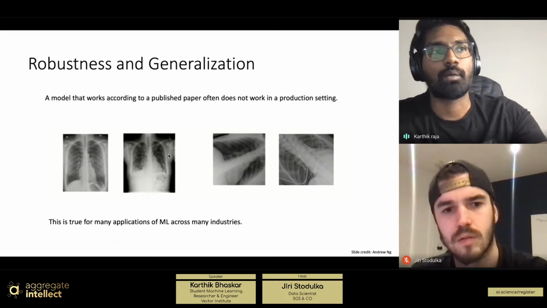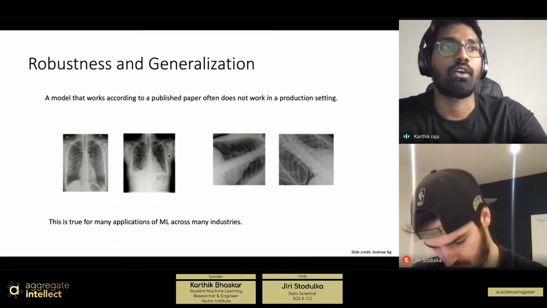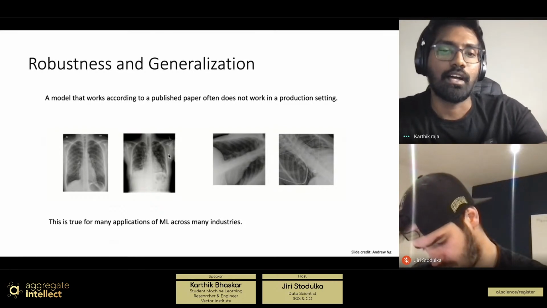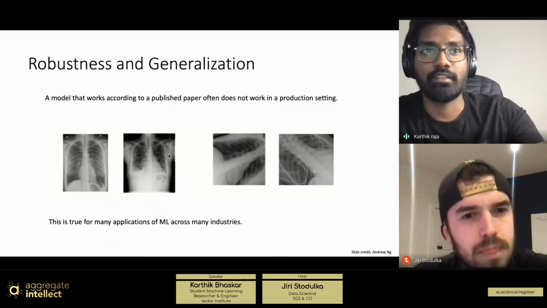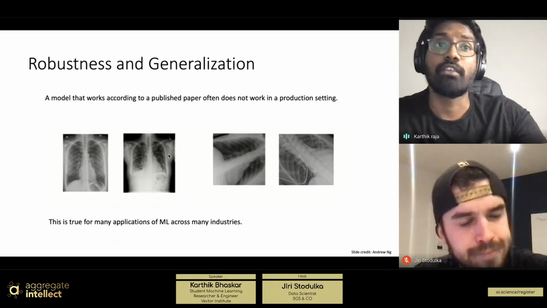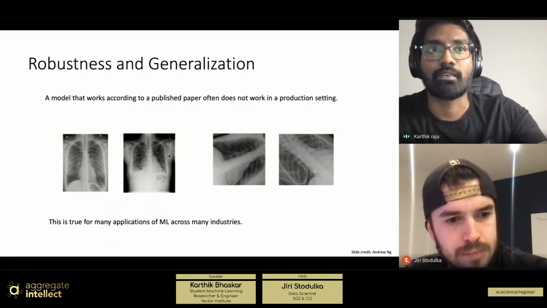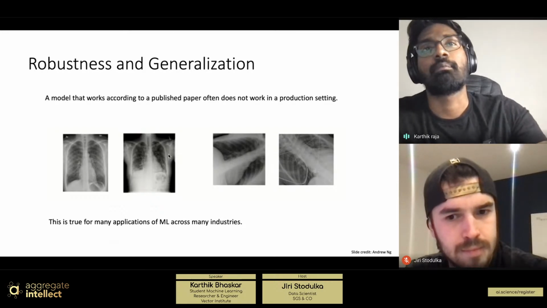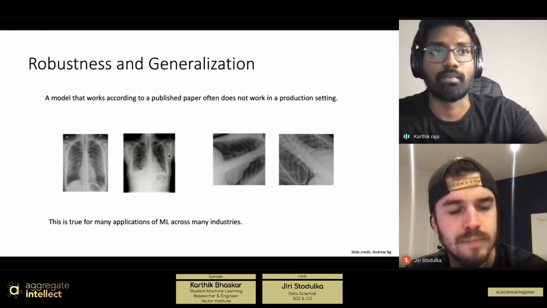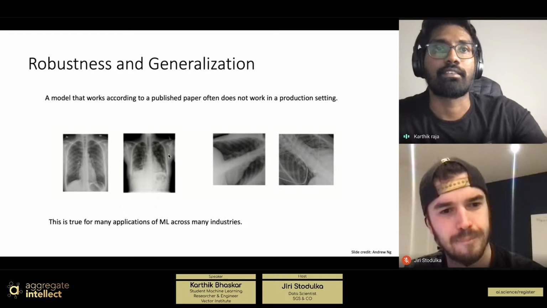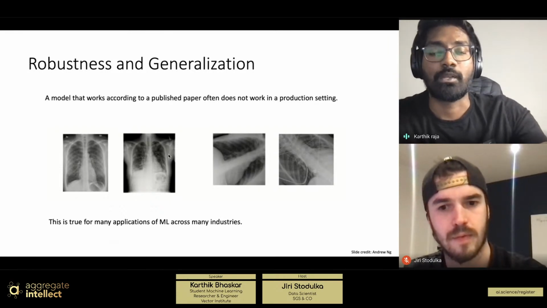The second one we want to talk about is robustness and generalization. What do I mean by that? A model that works well according to a published paper often does not work well in a production setting. For example, if you take a well-defined data set and train a neural network on it, it will give you very high accuracy, sometimes even more than a human radiologist. But if you take the same model and use it in a real-world hospital setting, the model doesn't perform well. The model does not generalize well. This is true for machine learning across many different industries. I think we need to work as a community to solve this problem and focus more on generalization and robustness techniques, and we can use privacy-preserving techniques like differential privacy to secure our data.